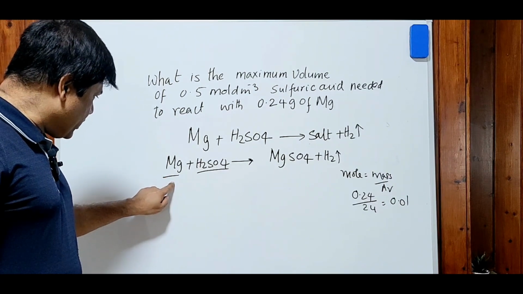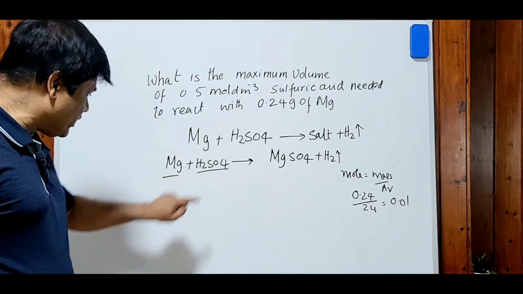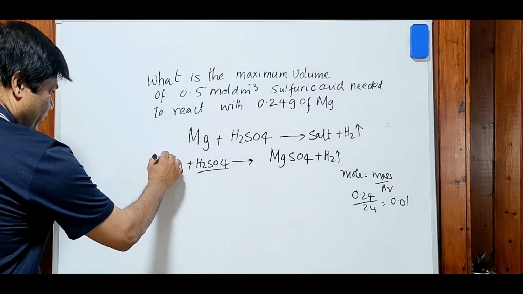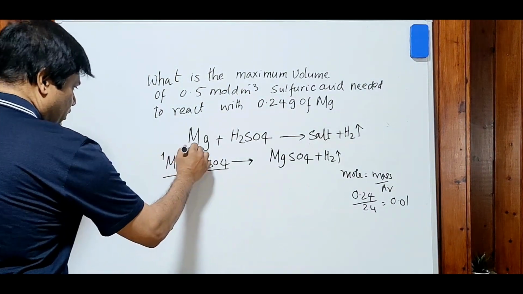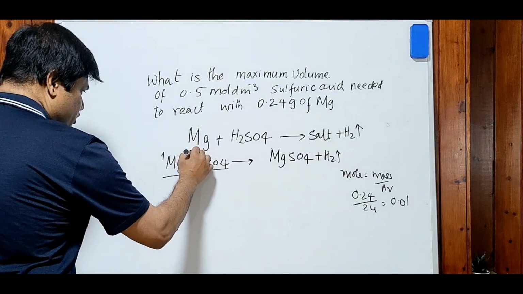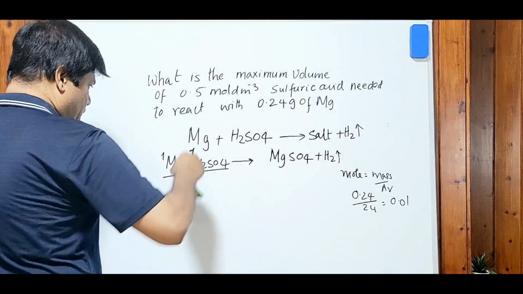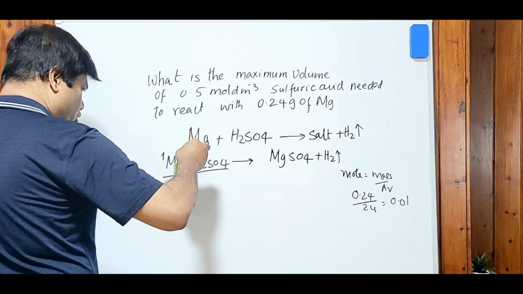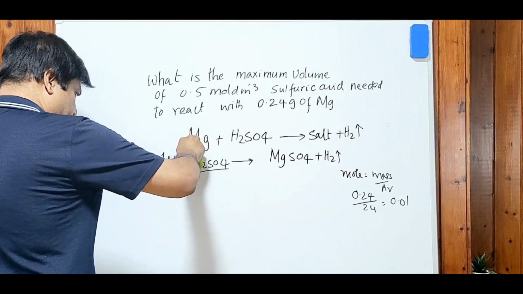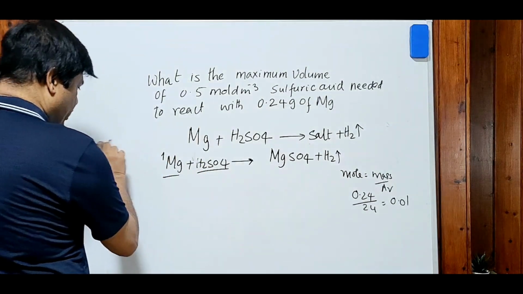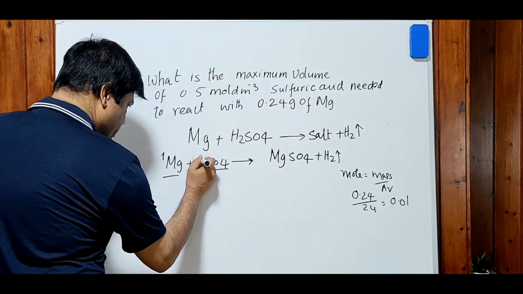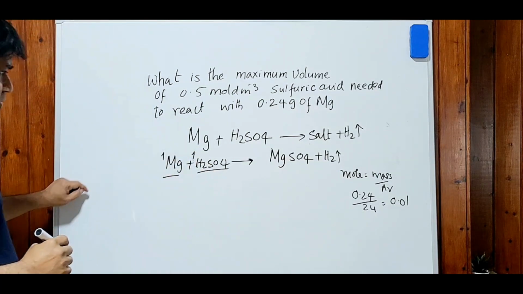So 1 mole of magnesium, 1 mole of sulfuric acid. Look at the theoretical molar ratio. That's 1:1, guys. Look, 1 mole of magnesium reacts with 1 mole of sulfuric acid. Look at the 1:1 molar ratio.